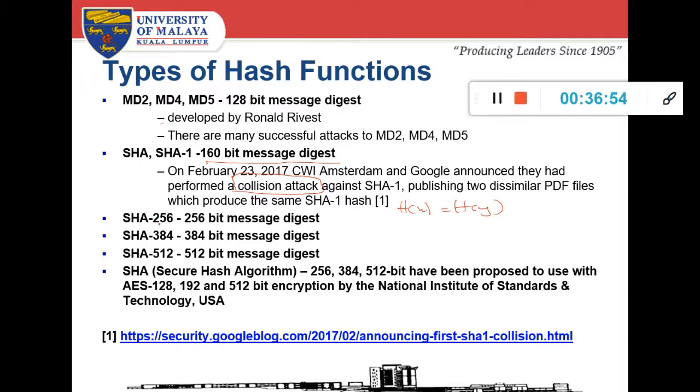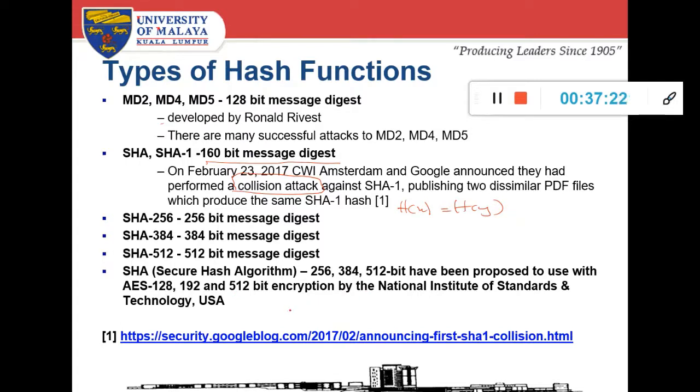So they created SHA-256 bit message digest, and of course you have SHA-384 and SHA-512. I think if I'm not mistaken, blockchain, Bitcoin, uses either 256 or 512. Can't remember. So SHA secure hash algorithm 256, 384, 512 have been proposed to use with AES 128, 192, 256-bit encryption by the National Institute of Standards and Technology, USA.